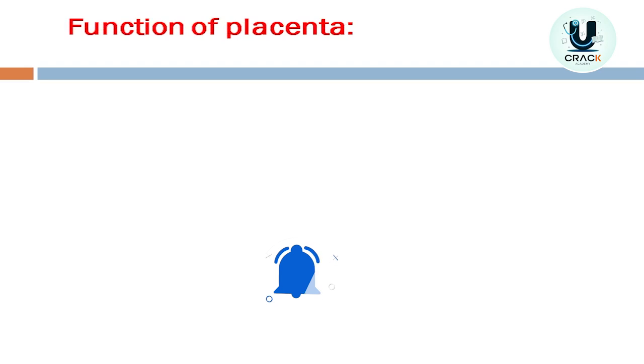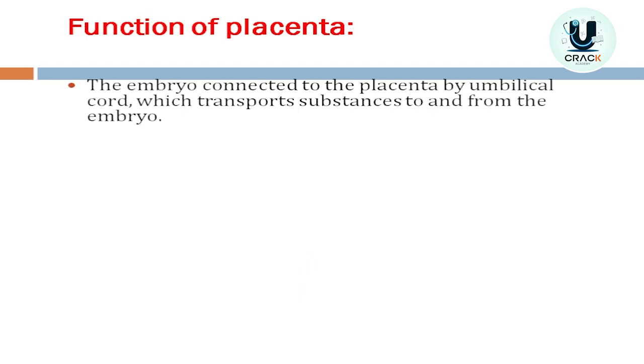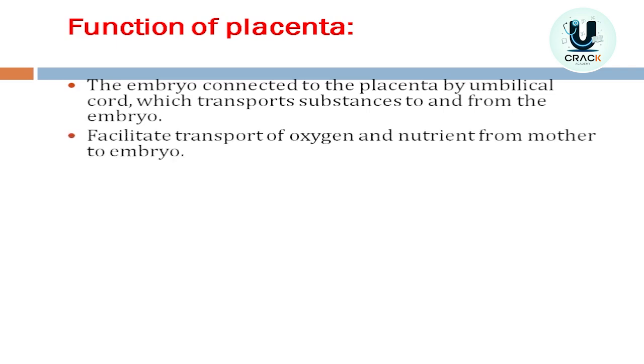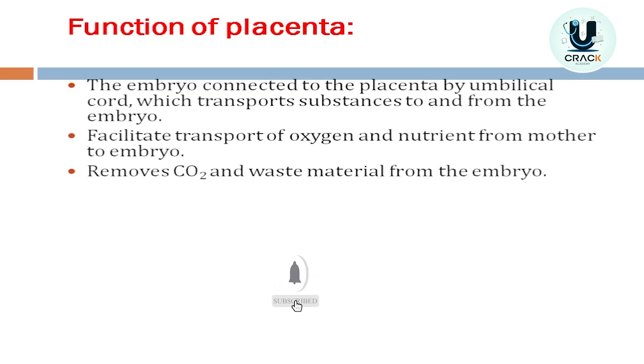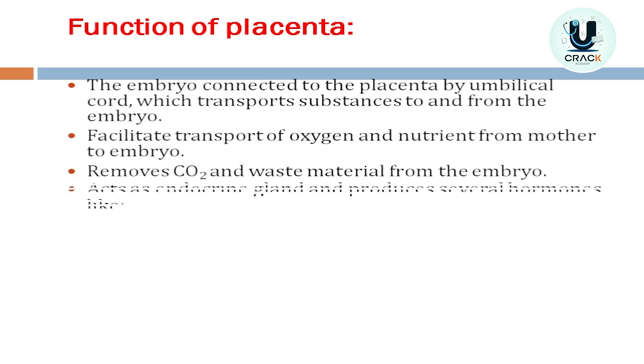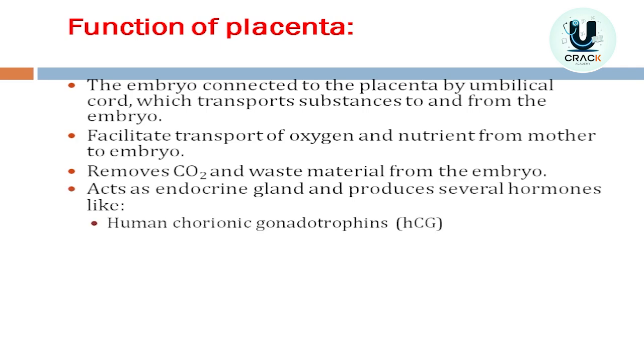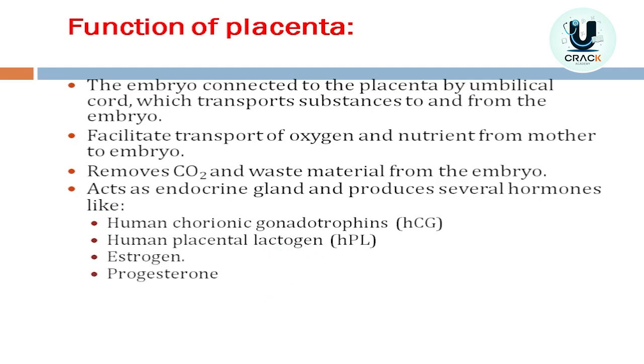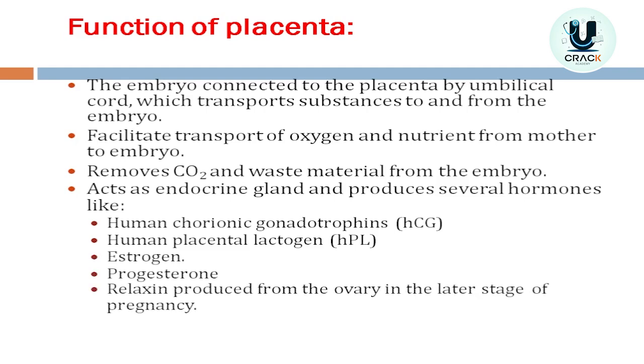Functions of the placenta, which is most important. The embryo is connected to the placenta by the umbilical cord, which transports substances to and from the embryo and facilitates the transport of oxygen and nutrients from the mother to the embryo. It removes carbon dioxide and waste materials from the embryo. It acts as an endocrine gland and produces several hormones like hCG, which means human chorionic gonadotropin, human placental lactogen, estrogen, progesterone, and relaxin, which is produced from the ovary in the later stage of pregnancy.